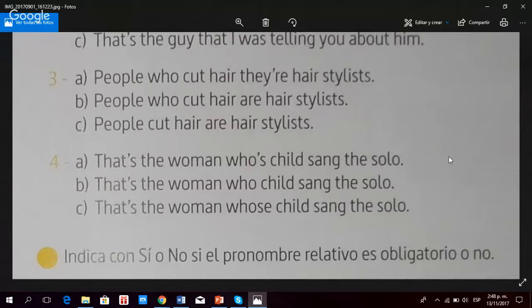Next, please. That's the woman whose child sang the solo. That's the woman who. That's the woman. Bueno, pero that's the woman whose child sang the solo. Whose, I think. Right, very good. The answer is whose.